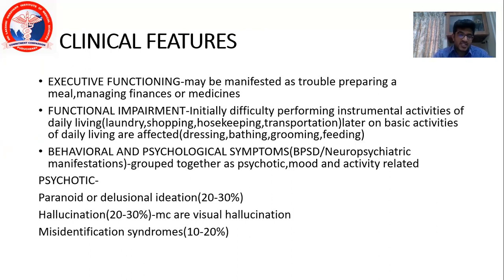that is, the neuropsychiatric manifestations. So it can be even psychotic and activity related. The patient might have paranoid or delusional ideation, especially if it occurs with any peripheral sensory reduction, like in Charles Bonnet syndrome. There can be hallucinations also, the most common being visual hallucinations, and there can be misidentification syndromes also.